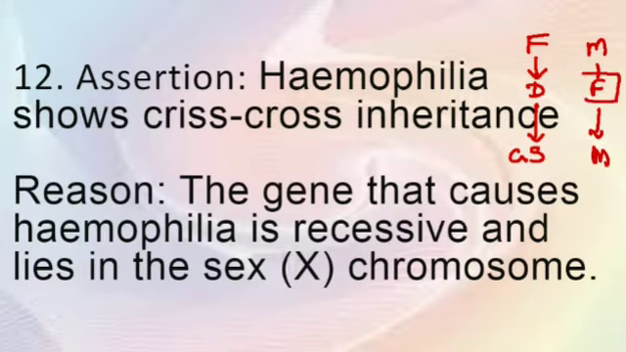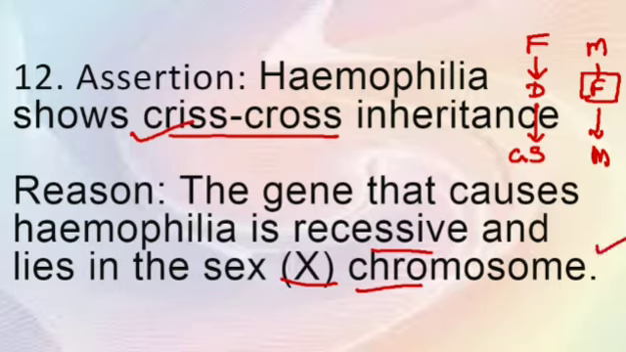Here the female is a carrier. So it is a crisscross pattern, interchanging the sex. So it is called a crisscross inheritance. So the assertion is correct. The gene that causes hemophilia is recessive and lies in the sex chromosome, that is the X chromosome. That is also true. That's why it is showing crisscross inheritance. So option A is the correct explanation.